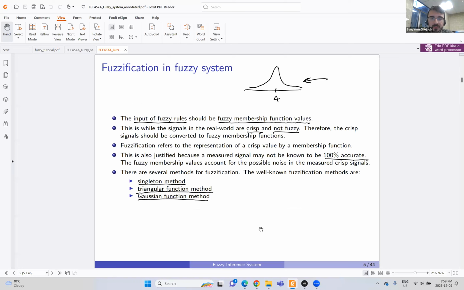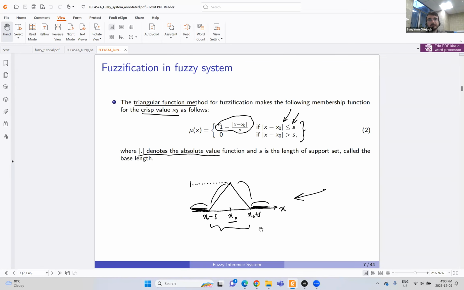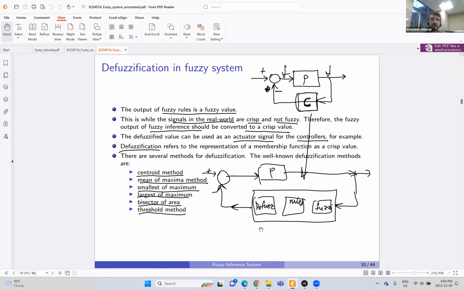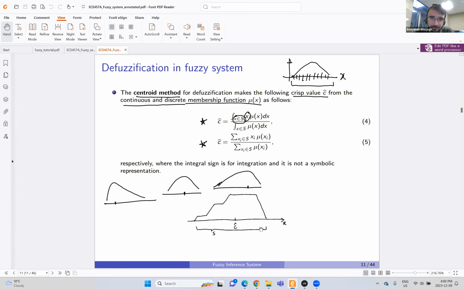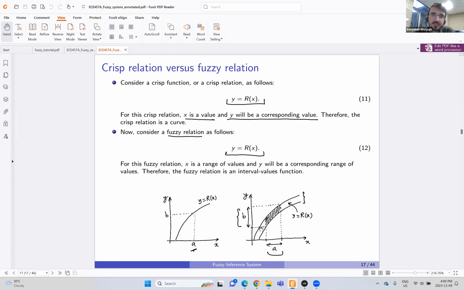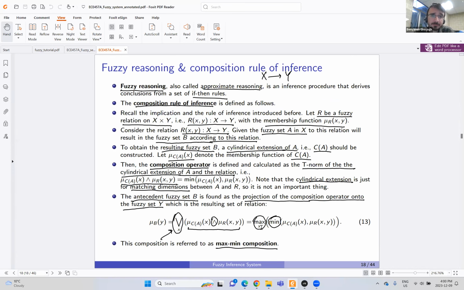So for fuzzification, we talked about several possible methods, such as singleton method, triangular function method, Gaussian function method. Then for defuzzification, we talked about several methods, such as centroid method, mean of maximum method, smallest of maximum, largest of maximum, bisector of area, and threshold method. For fuzzy reasoning, we first compared fuzzy function with the crisp function. Then we talked about Max-min composition.